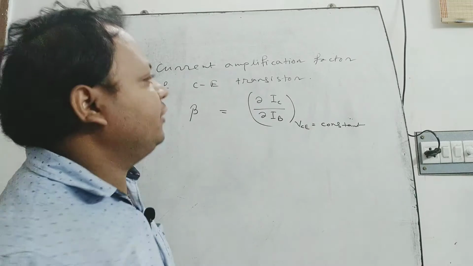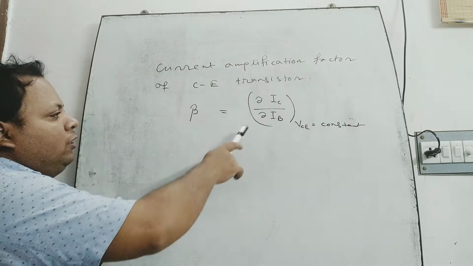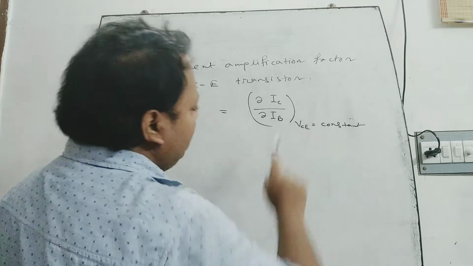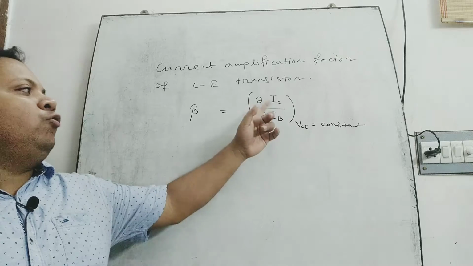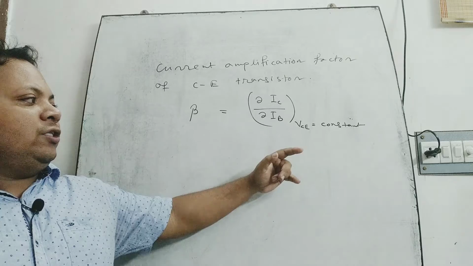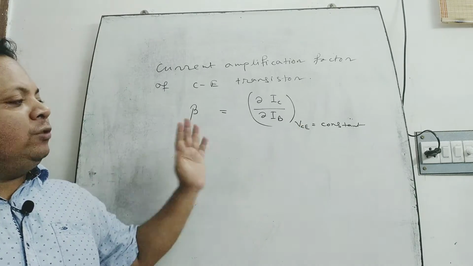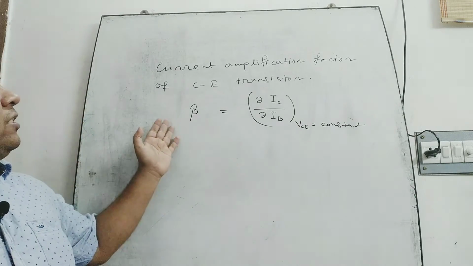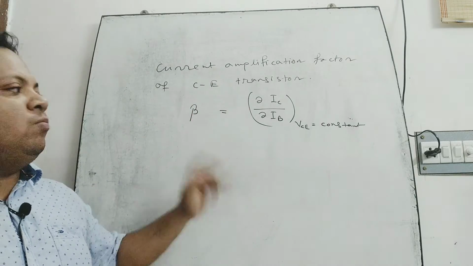Now the current amplification factor of the common emitter transistor, denoted by beta, is equal to ∂IC by ∂IB when VCE is constant. That is, the variation of collector current or output current by the variation of input current or base current, when the output potential difference VCE remains constant. This is known as the current amplification factor beta of the common emitter transistor.